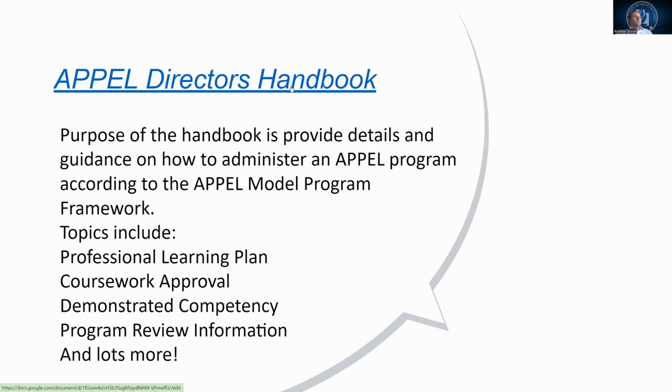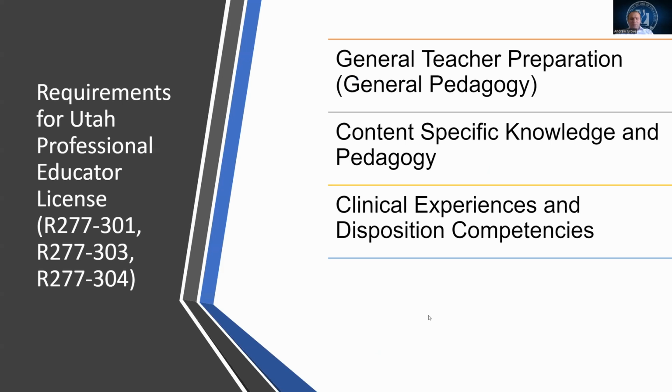About a year and a half ago, we released a resource called the APPEL Director's Handbook. The intent behind the handbook was that it would serve as, under one roof, the answers to lots of questions that people can ask, but not all the questions, because we get new questions every day. The APPEL Director's Handbook talks about just about everything. Some of the topics you may be interested in, and we'll talk about some of these today, are coursework approval, the professional learning plan, which we'll talk about a lot today, demonstrated competency, and program review information. I even had a conversation this morning with an APPEL director about remediation, and that's in the handbook as well, like what to do with candidates who have been in the program but don't seem very motivated or haven't been making any progress. There's a lot of great information in there that I would encourage you to familiarize yourself with. Any questions about that before we move on to the next?